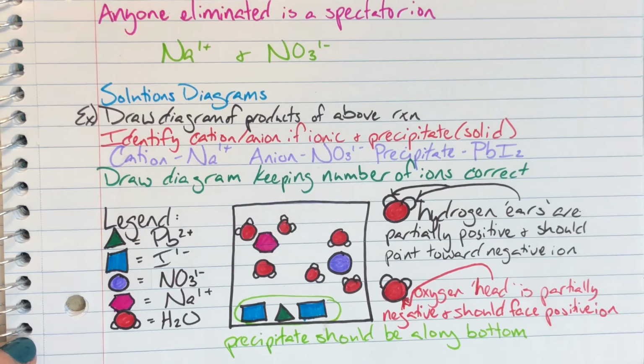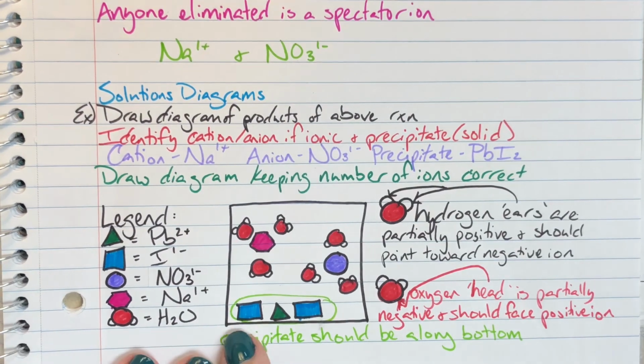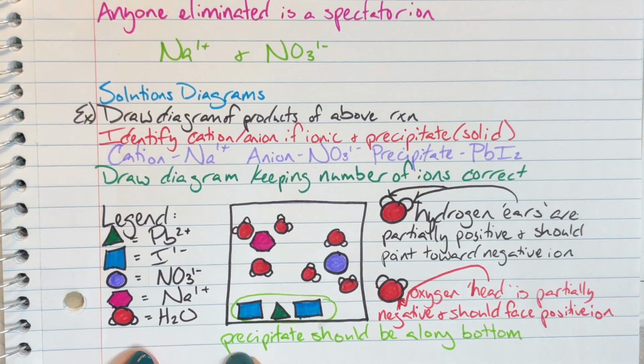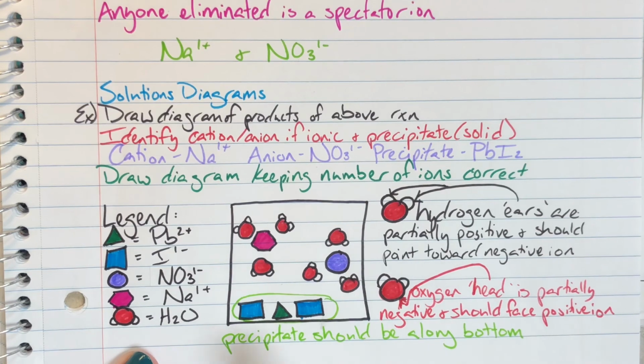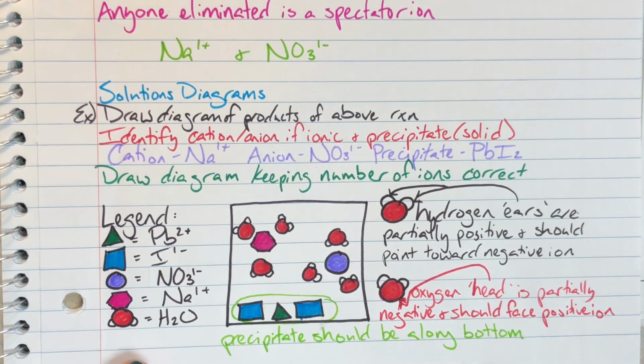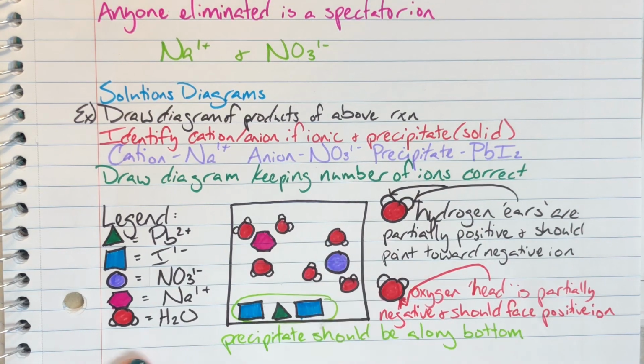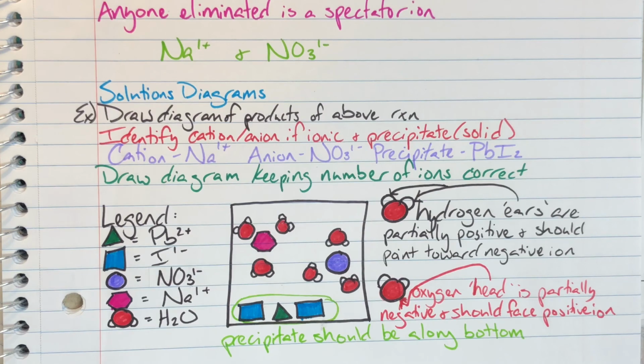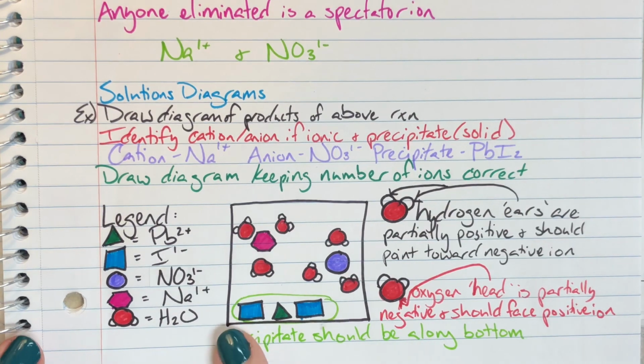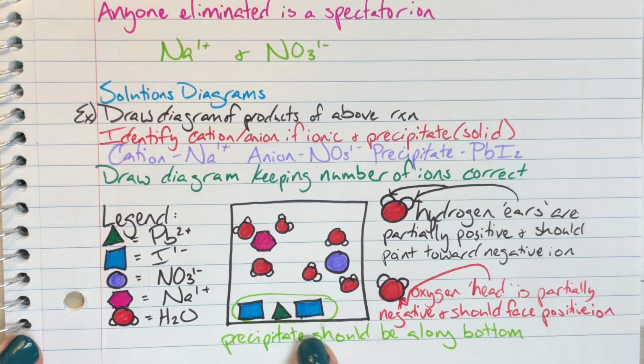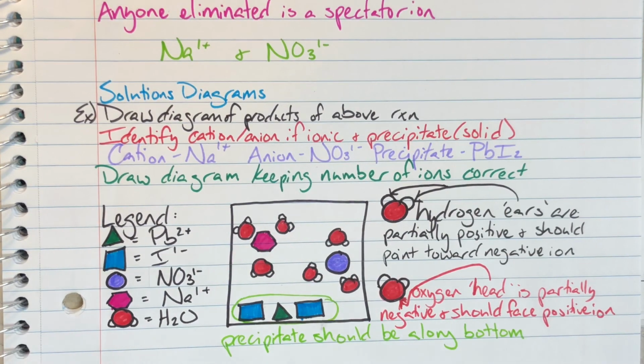Last thing, I'm just going to go ahead and point out, I already said that my precipitate was on the bottom, but just explicitly, your precipitate should be on the bottom. You shouldn't have any waters interacting with it because it is not dissolved, and the waters interacting is just how we showed that it is dissolved. So don't have any waters interacting with it directly. Just make sure that you have the correct amount of your positive versus your negative in your final drawing.